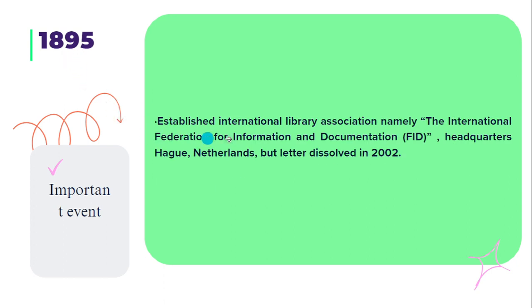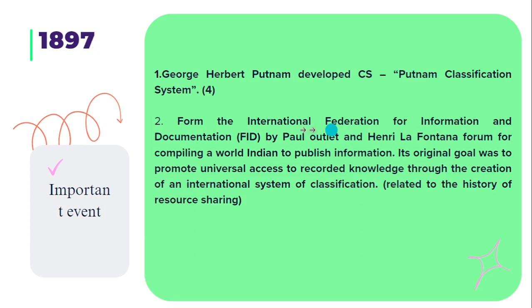Then in 1895, the International Federation for Information and Documentation (FID) was established, headquarters in The Hague, Netherlands, but later dissolved in 2002. Then 1897, George Herbert Putnam developed a classification scheme, that is the Putnam classification system. The FID was formed by Paul Otlet and Henri La Fontaine for compiling and publishing information. Its original goal was to promote universal access to recorded knowledge through the creation of an international system of classification. It is related to the history of resource sharing.